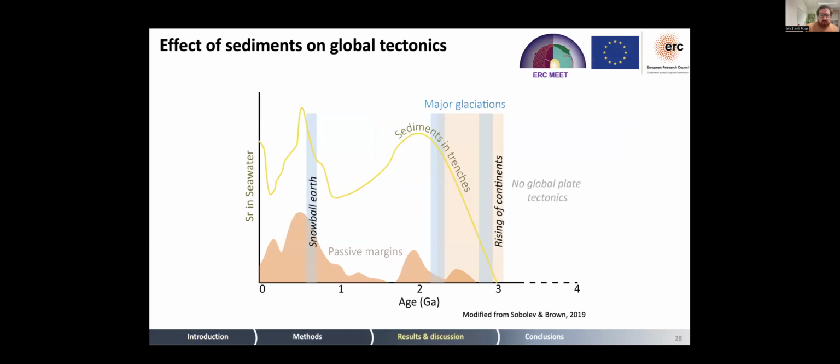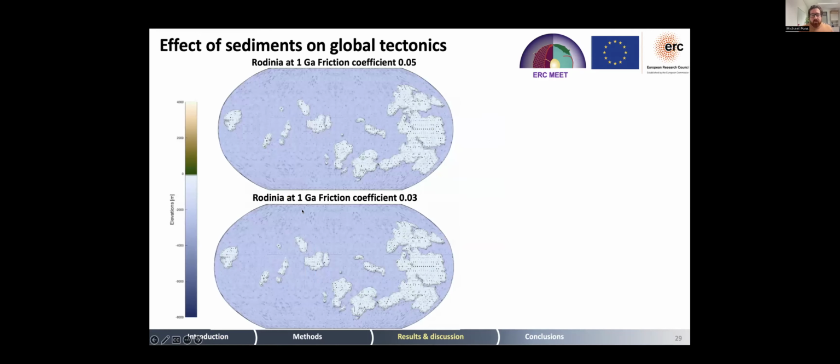But this friction coefficient of 0.03 at present day might not have been the same 1 billion years ago or at other times. Here is a figure that shows a relative estimation of the sediments in the trench, where the sediments in the trench have been accumulating faster following a major glaciation, which would have lubricated the plate interface, leading potentially to faster subduction, rollback, and fragmentation of the continents, and the formation of more passive margins. But we want to test this hypothesis.